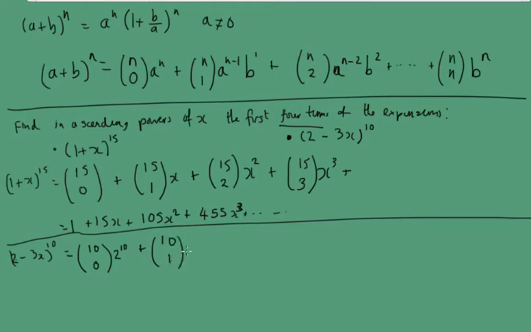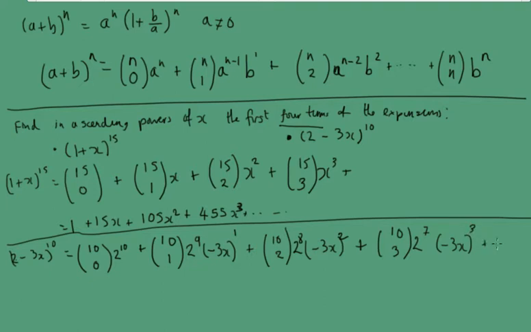Then 10 choose 1, so then we've got 2 to the power 9. And then we've got minus 3x, now remember it's minus 3x, and that's going to be raised to the power 1. And then we've got 10 choose 2, and then we've got 2 to the power 8, then minus 3x squared, and then we want one more, 10 choose 3, 2 to the power 7, and minus 3x to the power 3, and then plus whatever. It's going to continue. We're not going up to 10.